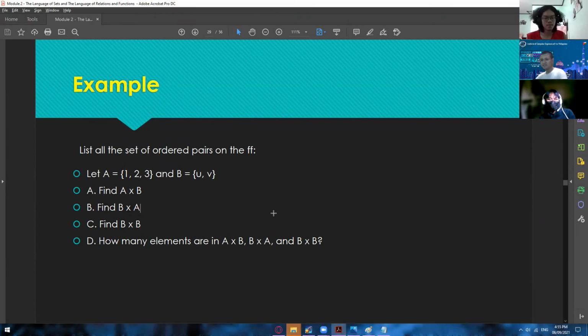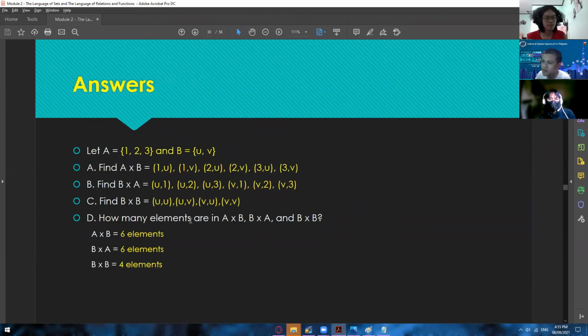Okay then, so here are the answers, wherein we have already answered that one. So most of you were able to get the correct answer. So I'll just give you guys maybe 10 seconds to 15 seconds to recheck everything.